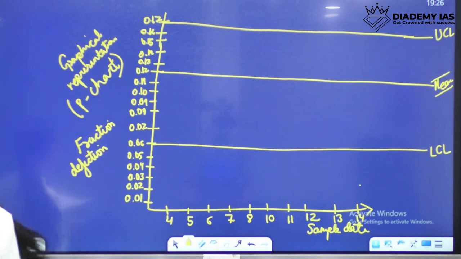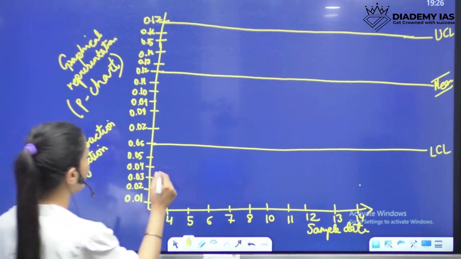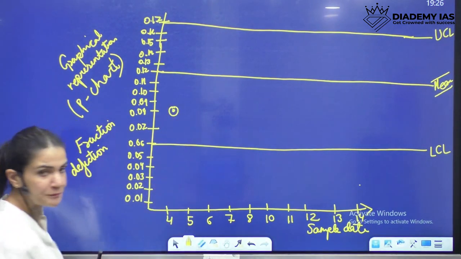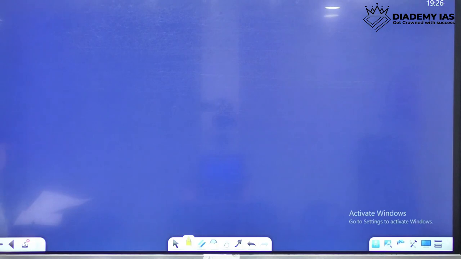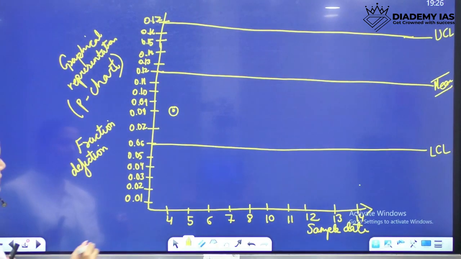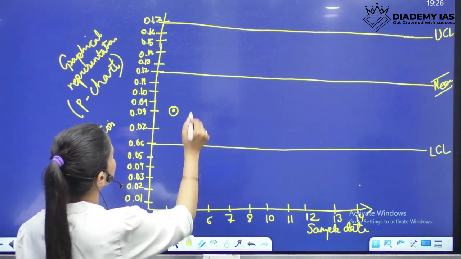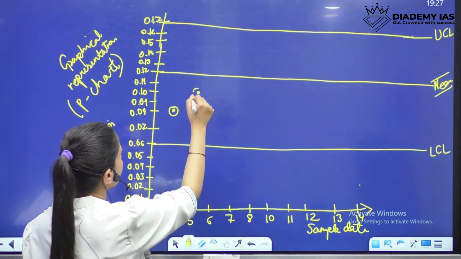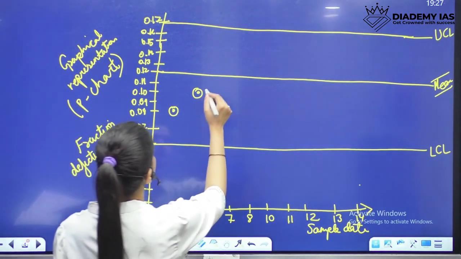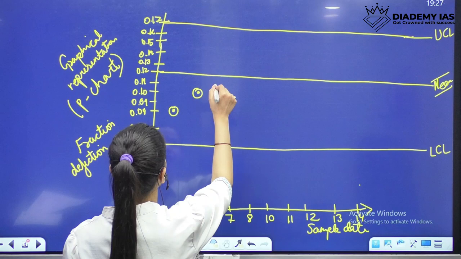So let's plot on the date 4. The value of P was coming out to be 0.08. So for P, we have it here. This is the point. For the fifth, we have the value 0.10. Okay, yes, 0.10. So let's go to 0.10. Then for the sixth, we have 0.11. It's going to be somewhere corresponding to this point.